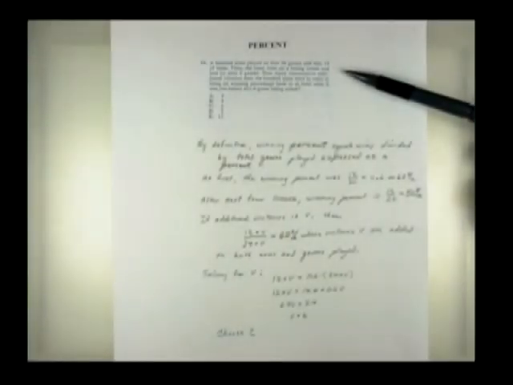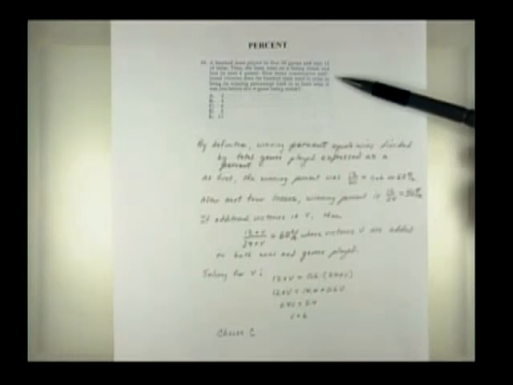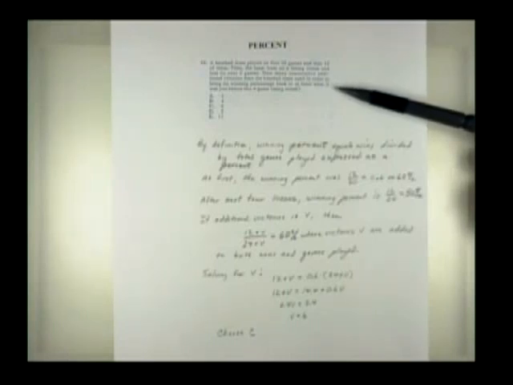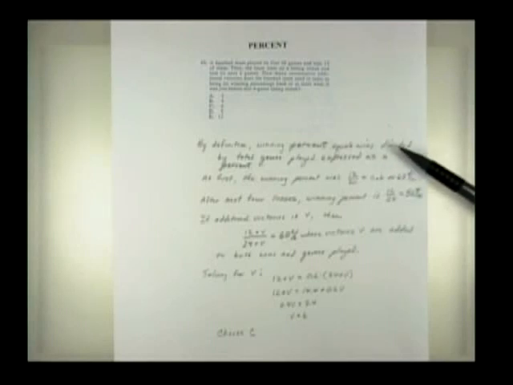A baseball team played its first 20 games and won 12 of them. Then the team went on a losing streak and lost its next 4 games. How many consecutive additional victories does the baseball team need in order to bring its winning percentage back to at least what it was just before this 4-game losing streak? By definition, winning percent equals wins divided by total games played expressed as a percent.